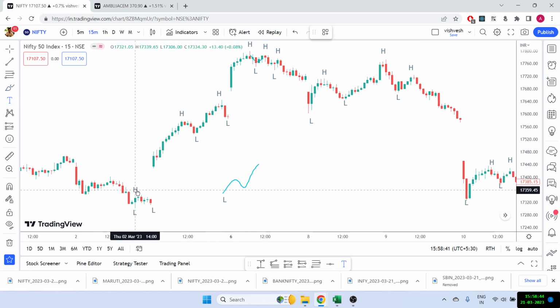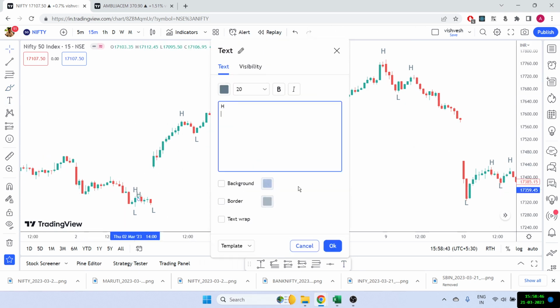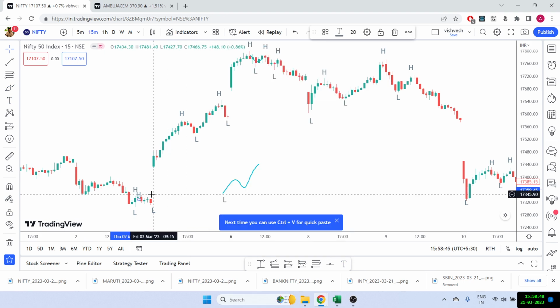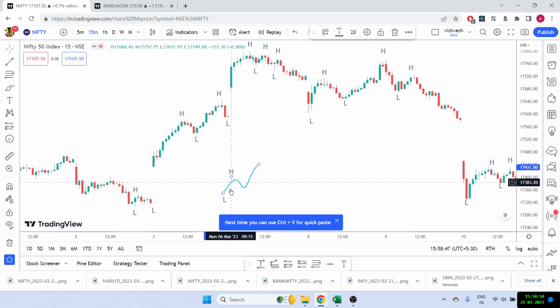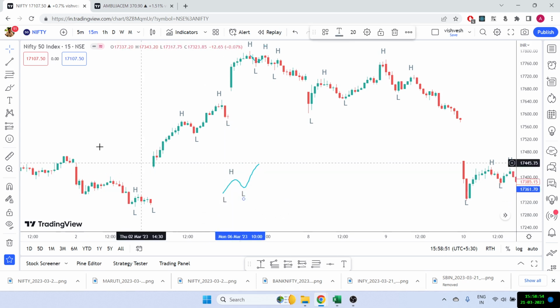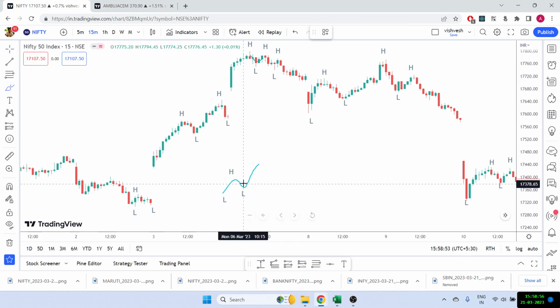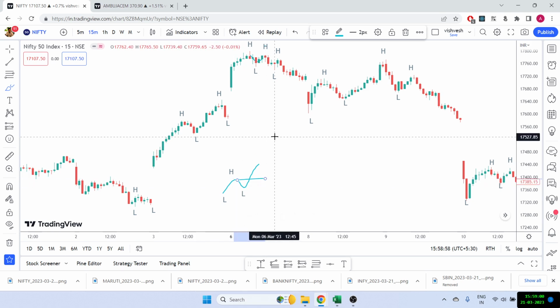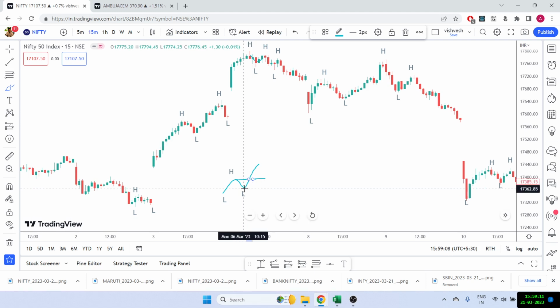So we want a formation where we have a low first, then a high, then a low, and then when the high gets broken, that means as per Dow theory we are in an uptrend and we can go for a buying trade. So when this high gets broken, I can buy here as per Dow theory. And generally what I would do is put my stop loss at the previous low, which is this point.